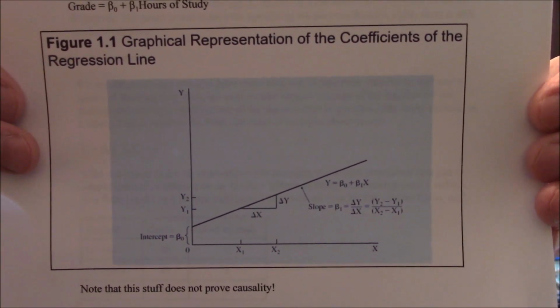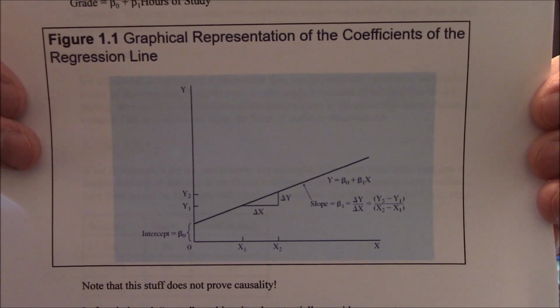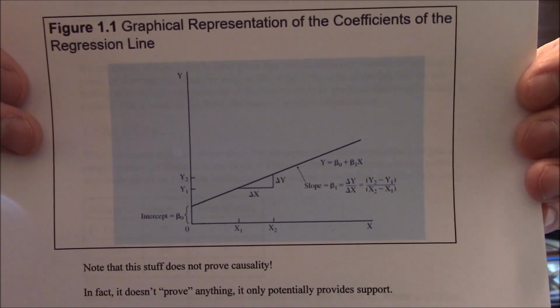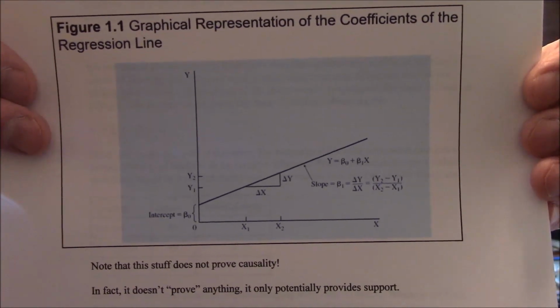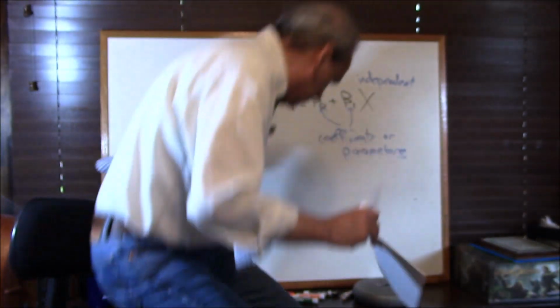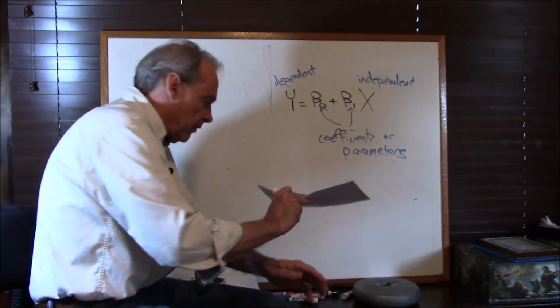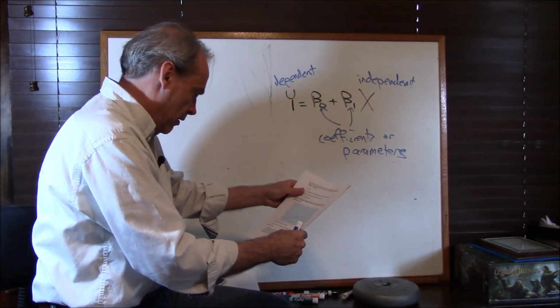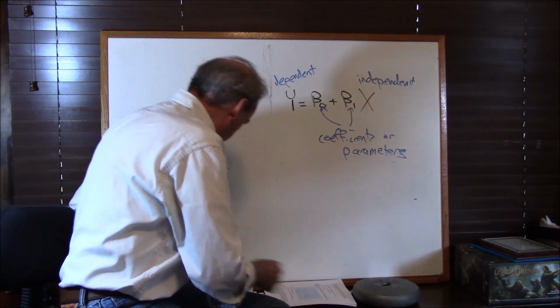This is a graphical representation of the coefficients of the regression line. And so you have y there on the vertical axis and x on the horizontal. And let me do this. Let me erase this.